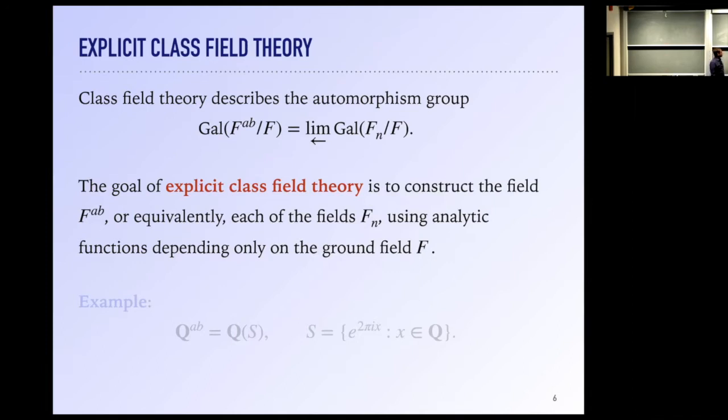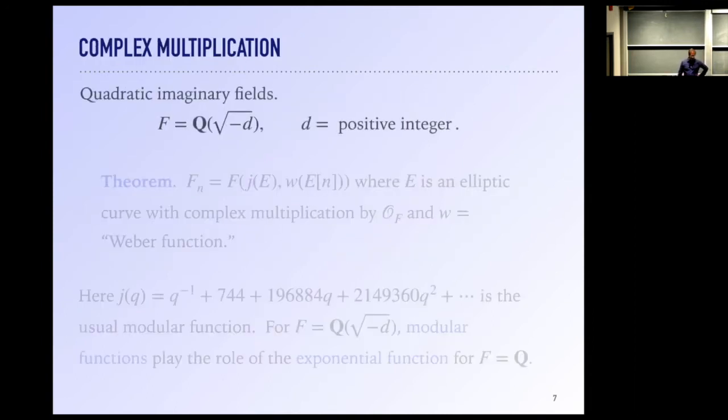And so, for example, for Q, I would say we know this because Q ab can be viewed as adjoining special values of a certain complex analytic function, the function e to the 2 pi i x. If you plug in rational arguments for x, you get e to the 2 pi i over n for all n, then you get exactly the fields that I described earlier. And their union, their compositum inside an algebraic closure of Q, is exactly Q ab. So I'd say we've solved explicit class field theory for Q using the exponential function.